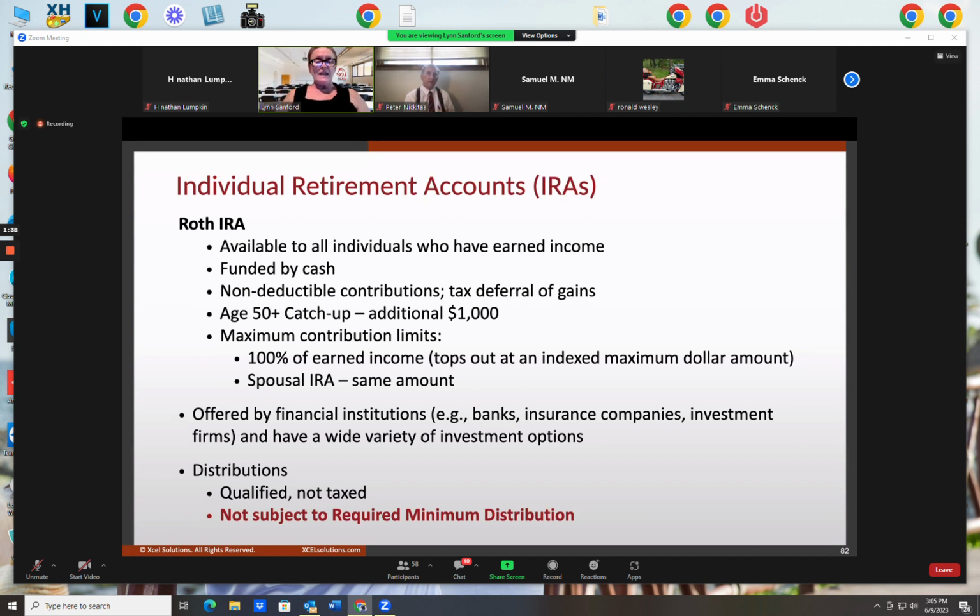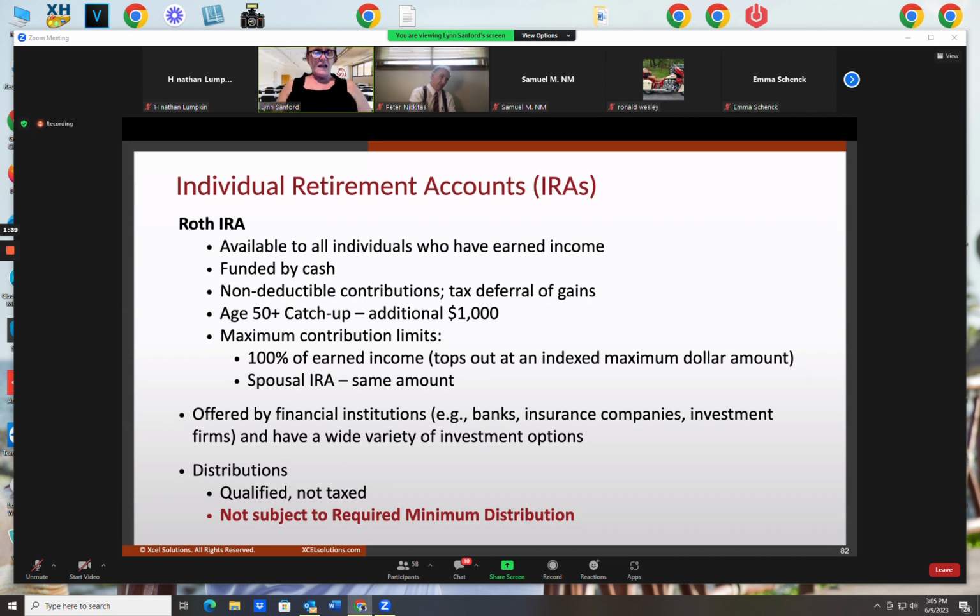A spousal IRA: a non-working spouse can establish their own IRA because it has to be owned by one person, but they have to be married filing a joint tax return with their spouse because they don't have any earned income. So to establish a spousal IRA, it has to be established for the non-working spouse, and they have to be married filing a joint tax return to be able to do that. Spousal IRA maximum contribution amounts are the same: $6,500 per year, $7,500 per year if you're age 50 plus.